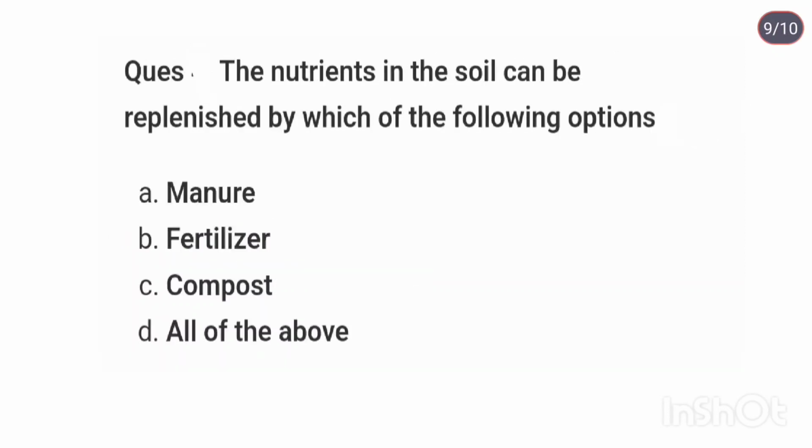Next question is: the nutrients in the soil can be replenished by which of the following options? Right answer is option D, all of the above. Nutrients in the soil can be replenished through various methods. Manures and fertilizers contain nutrients such as potassium, nitrogen and phosphorus. Fertilizers help in replenishing the soil that is exhausted with the rich organic nutrients. Manure and compost also do the same and reintroduce the nutrients and living organisms in the soil.